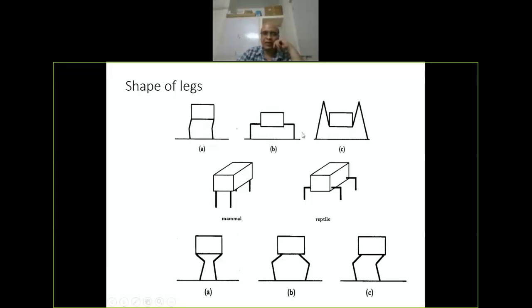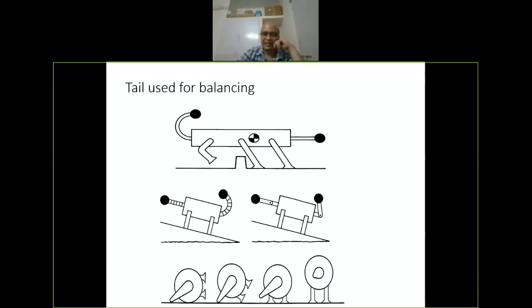So we saw that one leg is okay for jumping in one place, but you need 2 or 4 legs to support weight or to have dynamic balance. And the way the leg is fitted, the number of legs, all have a particular reason. Tails are sometimes used for balancing. Let's not worry about that.